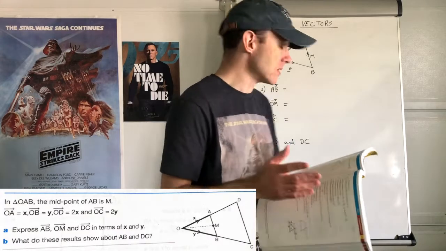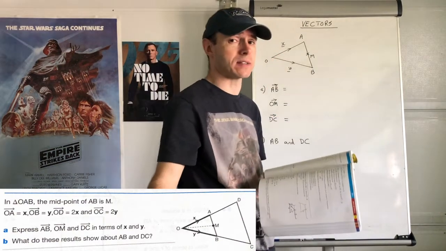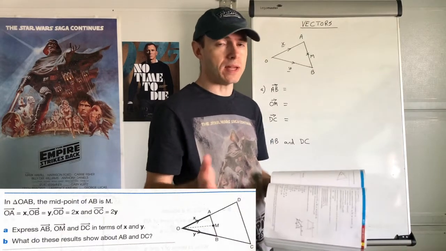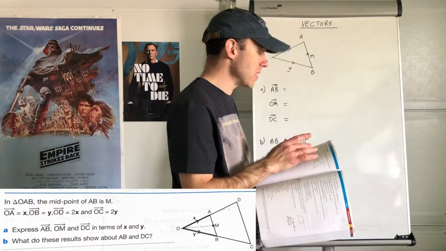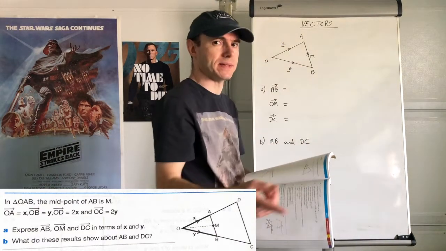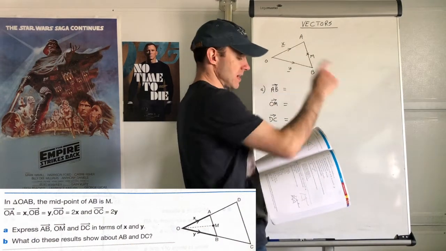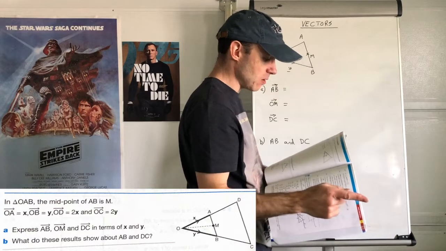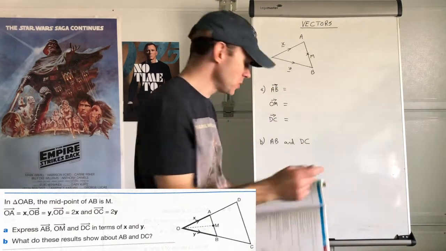Right, so I've drawn a triangle on the board. That's the first thing you want to do with any vectors question. If you're given a diagram, great. If you're not, then you need to draw one. You really need to draw one. So when it says in triangle OAB, draw triangle OAB. It says OA is X, so I've labelled that already, vector X. OB is Y, so I've labelled that already. And it also says the midpoint of AB is M, so I've labelled that. Now I'm going to do the rest of it.